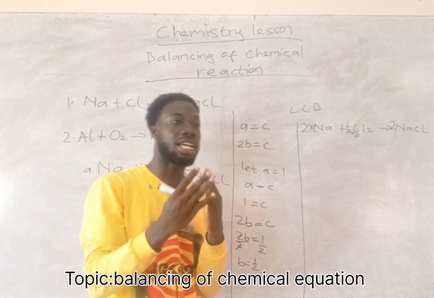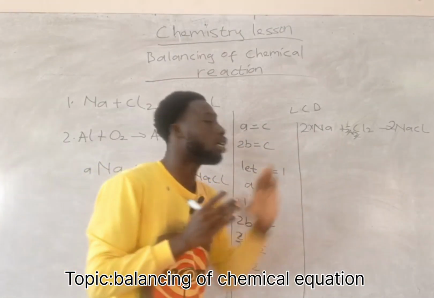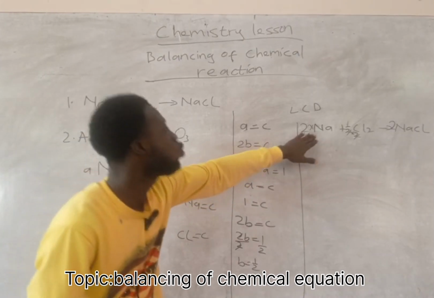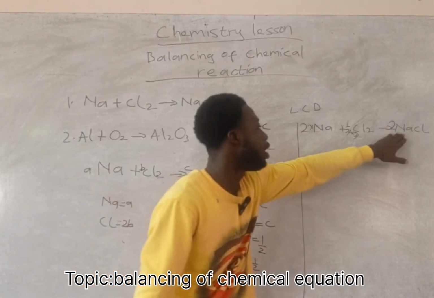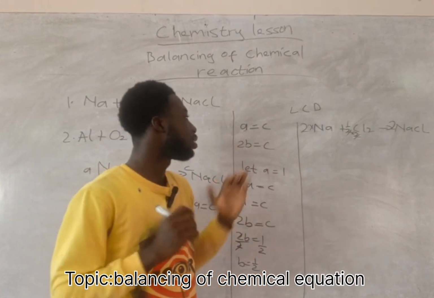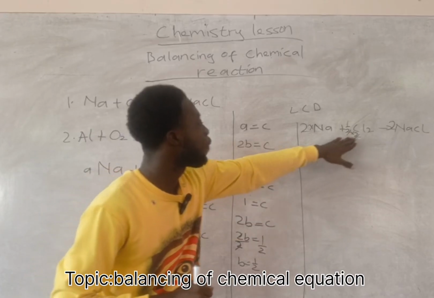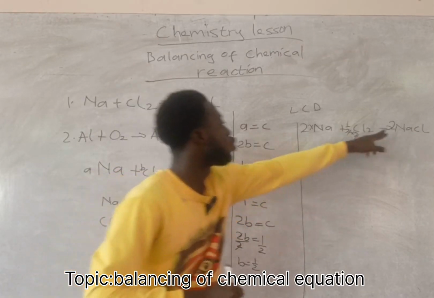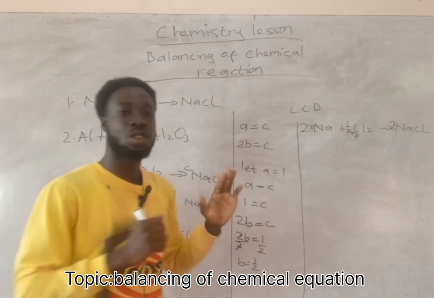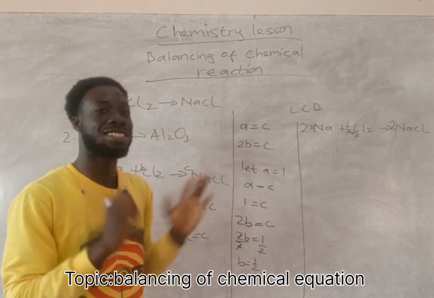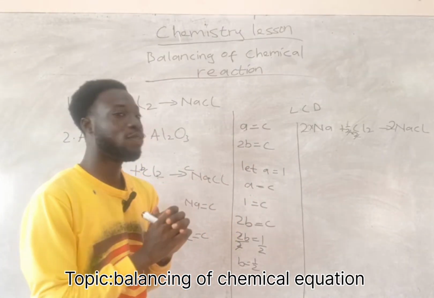Now, let's check by inspection if the equation is balanced. We have 2 sodium here. When you go here, we have 2 sodium. It's balanced. All right. We have 2 chlorine here. So 2 times chlorine, we have 2 chlorine. So the equation is balanced. Is that clear? It's not difficult.